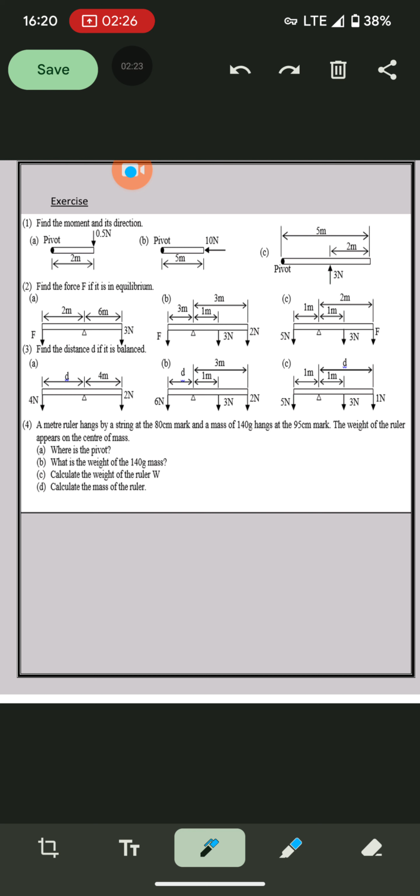Question B is the one I was giving the examples for. When you push from here, there will be no moment. This cannot turn. So here the moment is 0 newton meter.